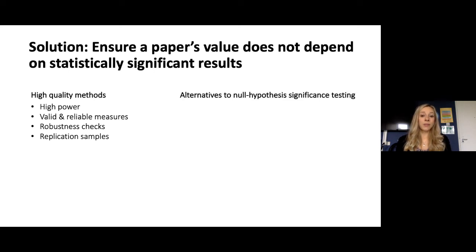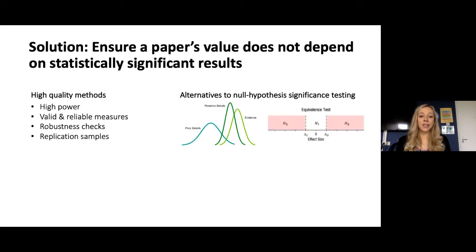We can also implement alternatives to null hypothesis significance testing, such as Bayesian methods and equivalence tests, which allow better interpretation of null findings, in contrast to traditional null hypothesis significance testing. And somewhat related to this, we can also place more emphasis on things like confidence intervals rather than p-values. So focusing on the magnitude and range of effects rather than simply whether it's statistically significant or not.